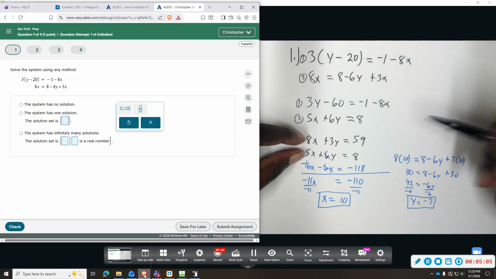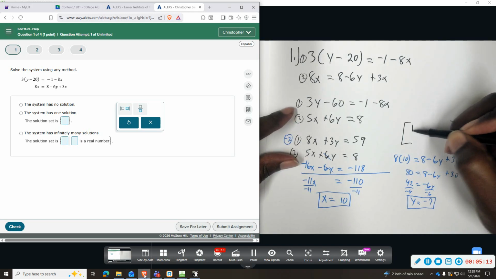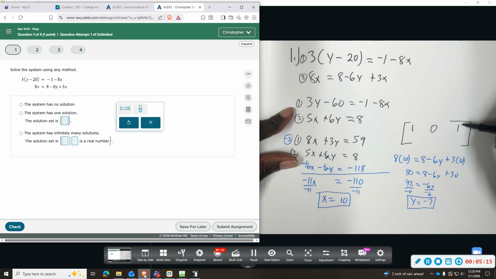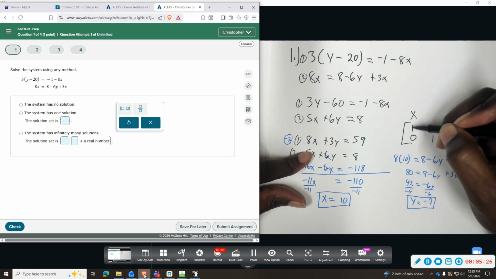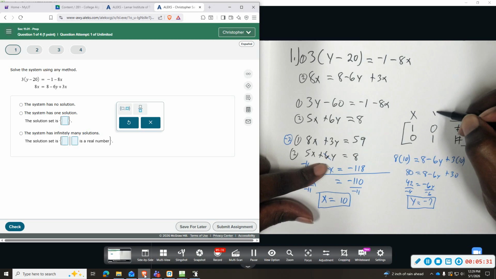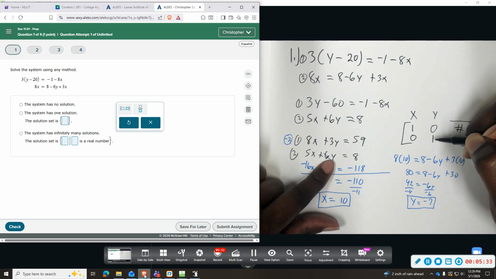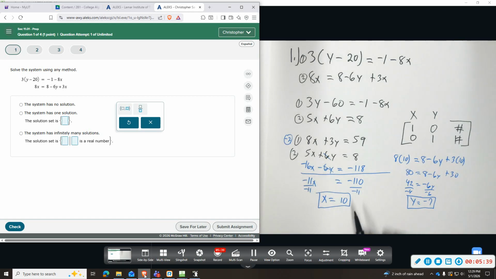So what we'll see is a matrix. And make sure your x's are lined up. So you have a 1, 0, and then some number. And then you'll have a 0, 1, and then some number. In this first column, we had the variable x. So when x is 1, that's saying the x is equal to whatever this number is. The second column, we had y. When y is 1, whatever this number is, that's the answer for y. So hopefully we should see a 10 and a negative 7.